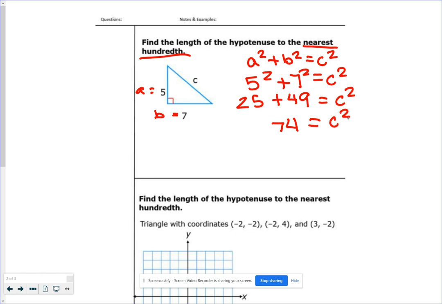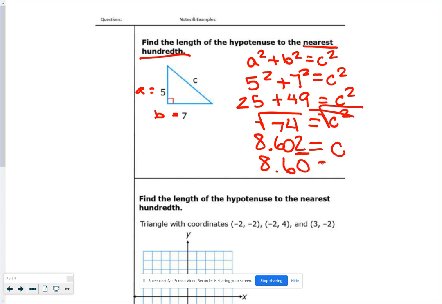Now, how do you get rid of that square? You have to undo it by doing the opposite, which is the square root. That cancels out that square. It goes away so that we are only left with c. All right, so what is the square root of 74? It is 8 point, and remember, round to the nearest hundredth, 8.602. So that 2 tells that 0 to stay the same. We'll see.